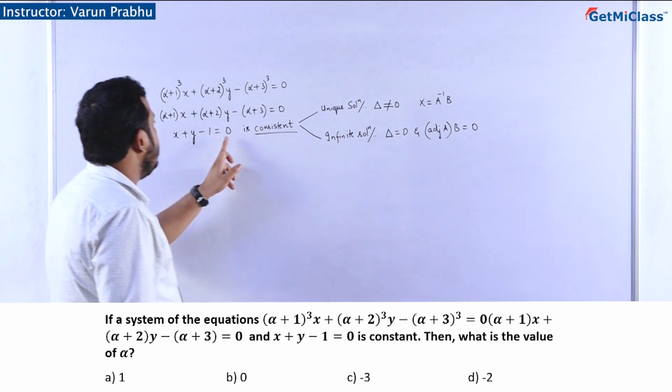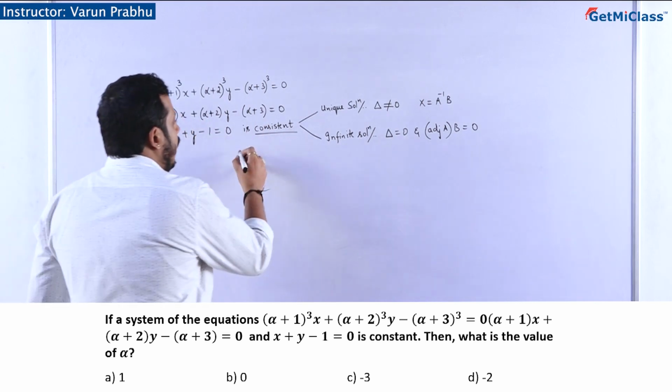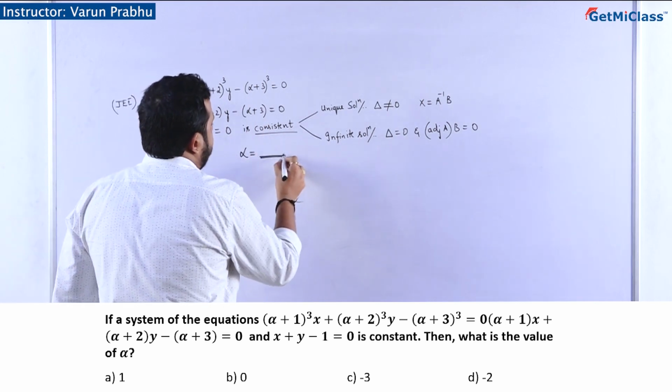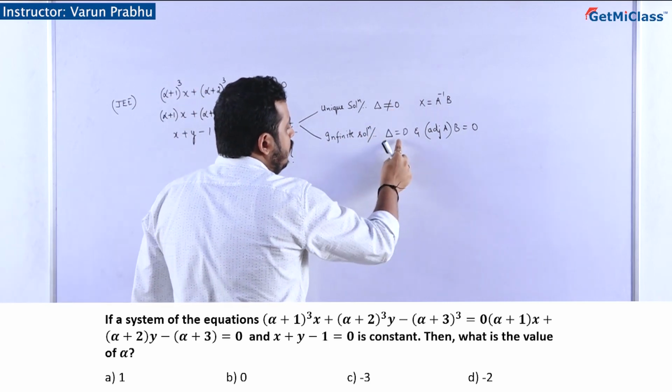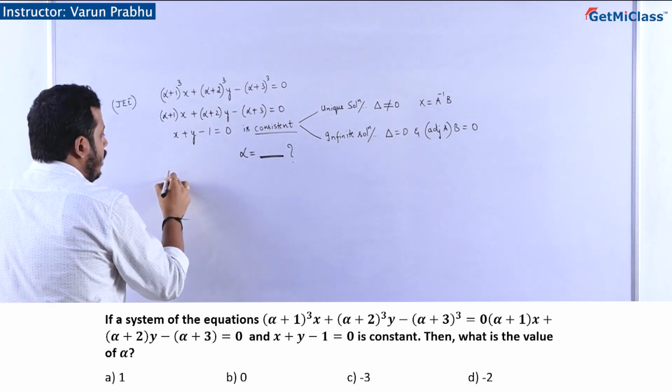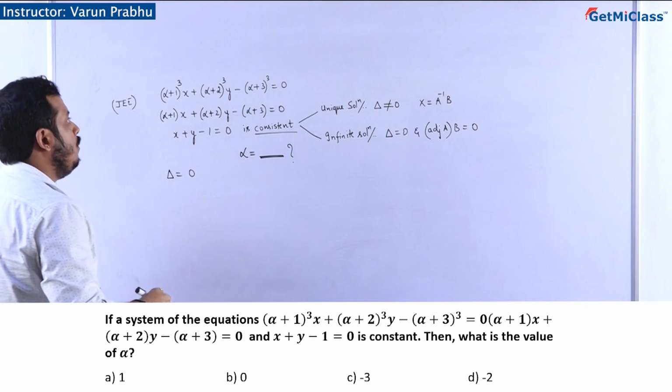Now the question is asking you to calculate the value of alpha. So obviously I cannot make use of not equal to, then I have to go by this part now. So I'll make use of the concept delta is equal to 0.